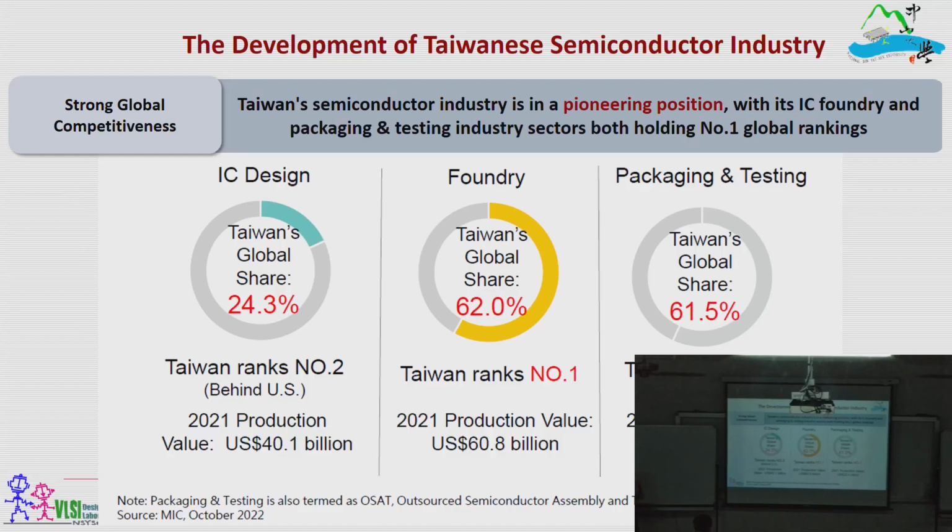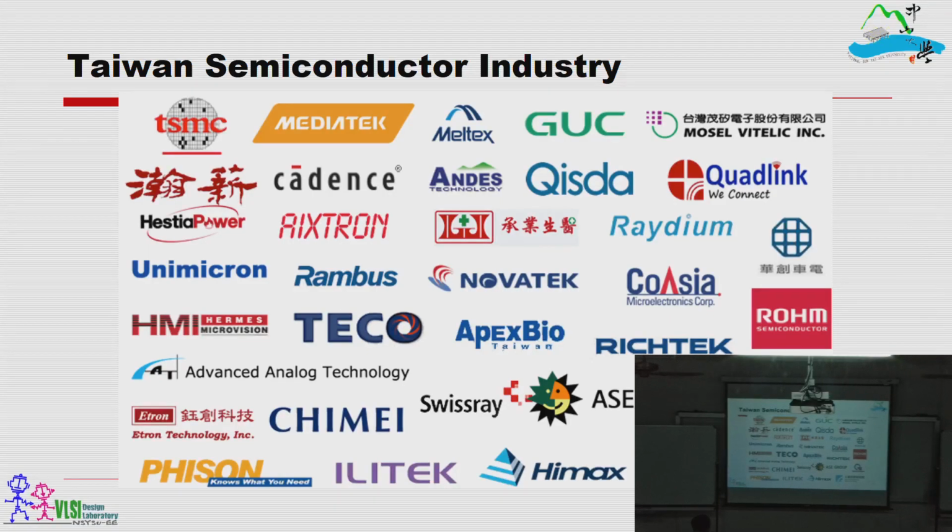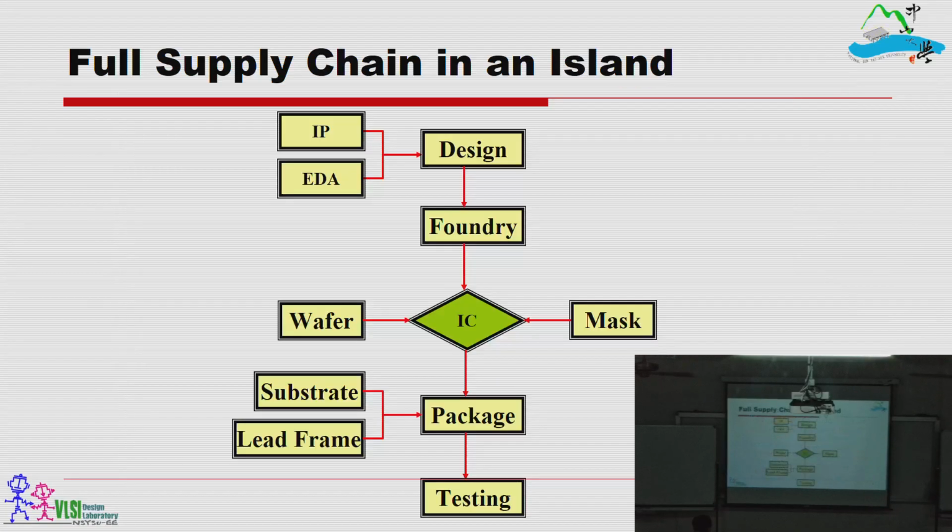So right now, I'll give you some numbers, the real numbers. We are number 2 in IC design in the world. Number 1 in the foundry, over 60%. And packaging and testing is also over 60%. See that? You should feel proud of that, okay? And hopefully in the future, you'll be part of the team. Because I'll retire, and the future is yours. And this is just some symbols of brand-name companies. We don't have time to go through every one of them. This is a full supply chain on an island.